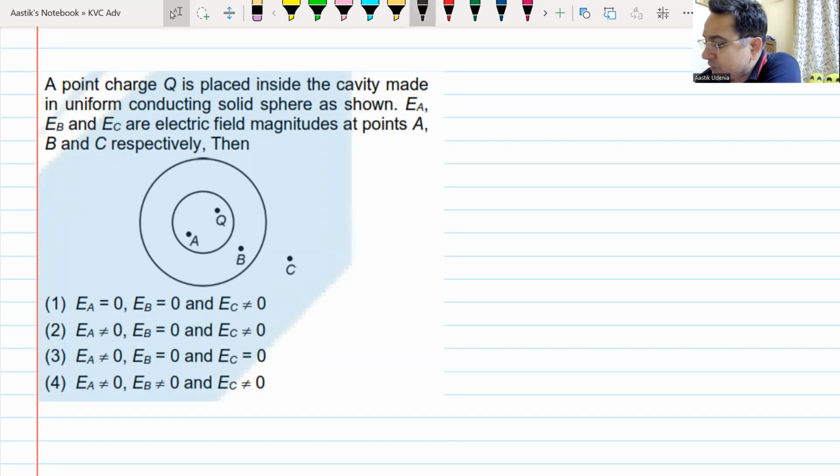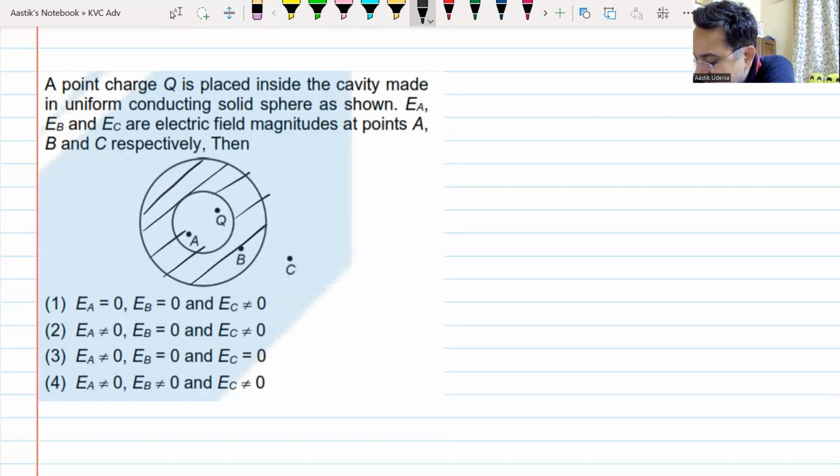Remember this. There is material here. This is solid material here. What about the electric field at various points? And the answer is 1, sir. And the answer is 2.